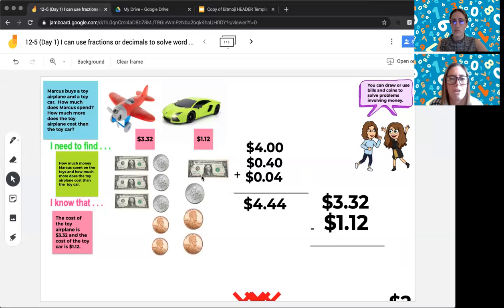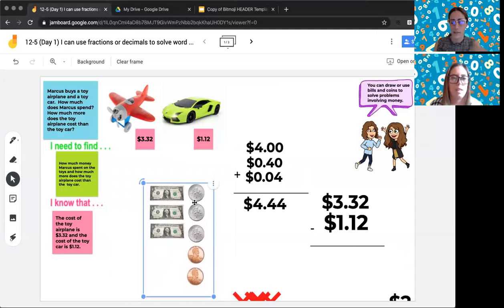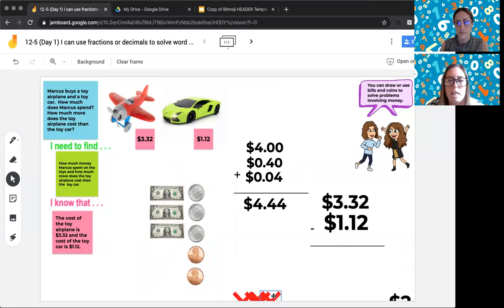So I'm going to start first. I'm just going to quickly get rid of this. So we're only looking at these bills and coins right now. Good, $3.32. So first I'm going to start with the hundredths place, and I have 2 pennies, and I need to take 2 away. So I'm going to take 2 pennies away.